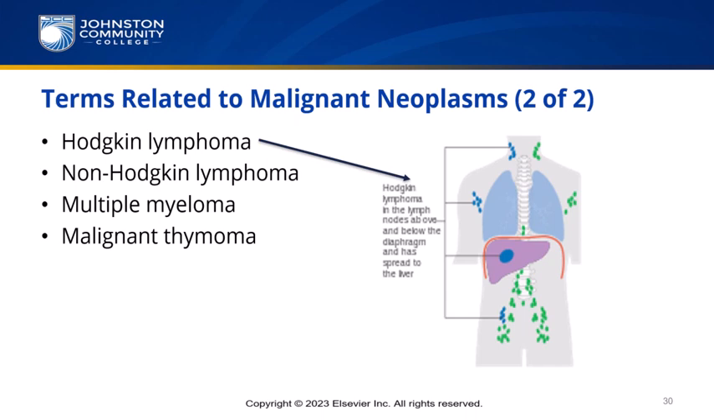Non-Hodgkin lymphoma is a collection of other lymphatic cancers, except for Hodgkin lymphoma. It is the more numerous of the two lymphomas and is the sixth most common type of cancer found in the United States.